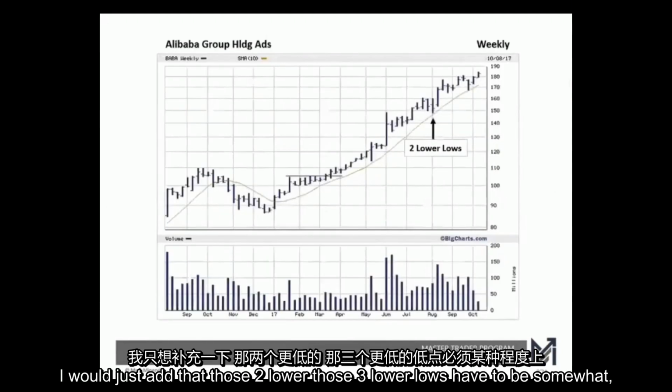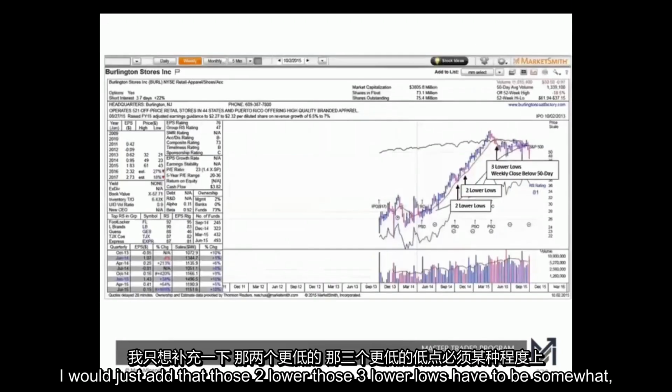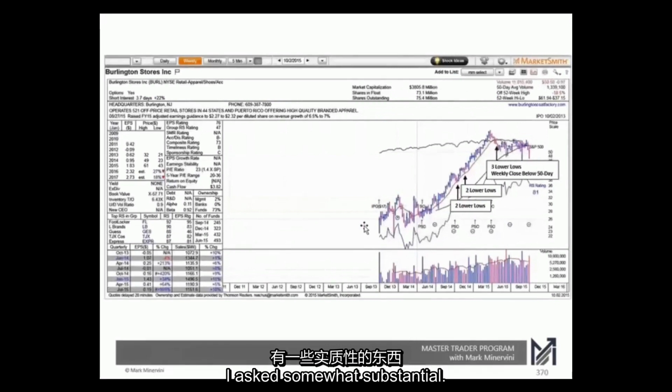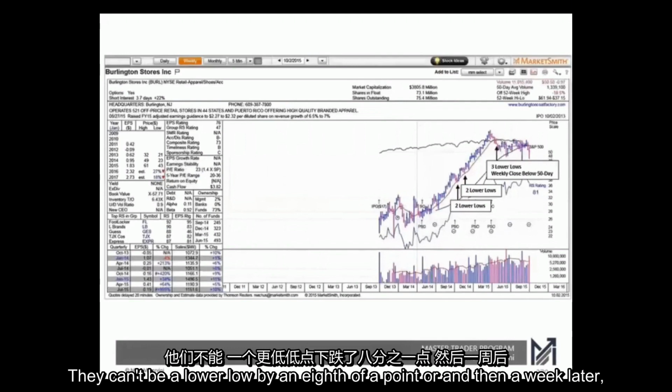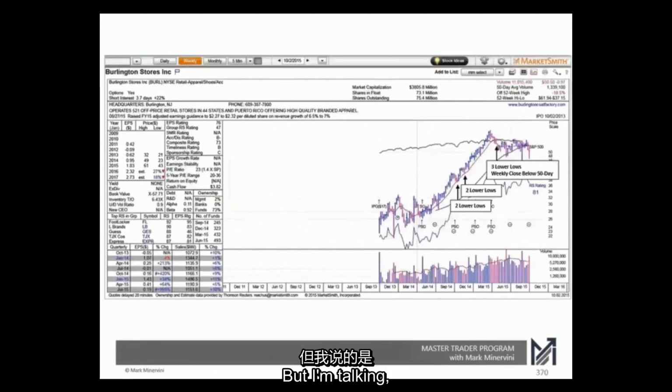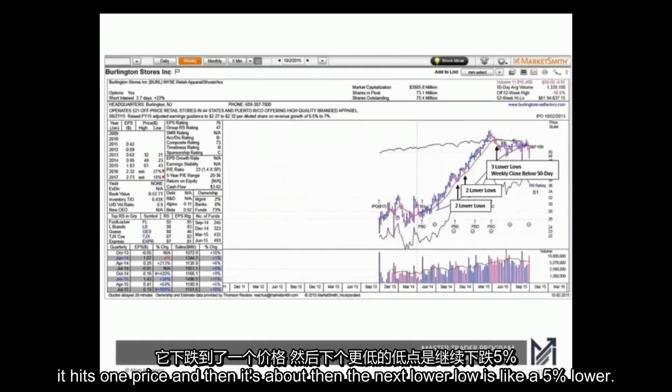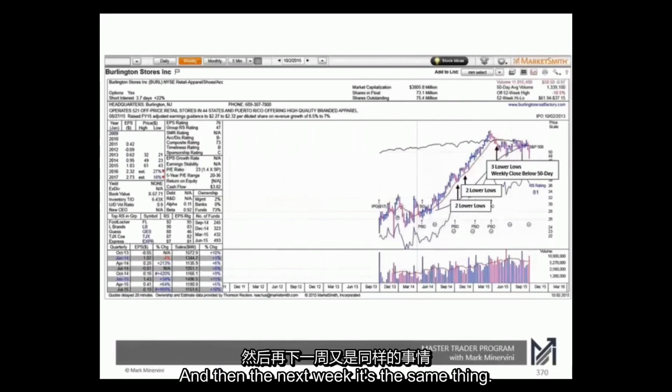Yeah, I would just add that those 3 lower lows have to be somewhat substantial. They can't be a lower low by 1/8 of a point, and then a week later 1/4 of a point. I'm talking about it hits one price, and then the next lower low is like 5% lower, and then the next week it's the same thing.